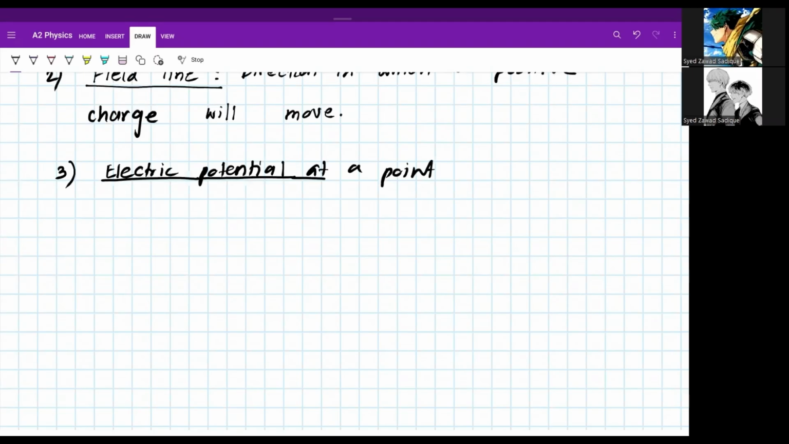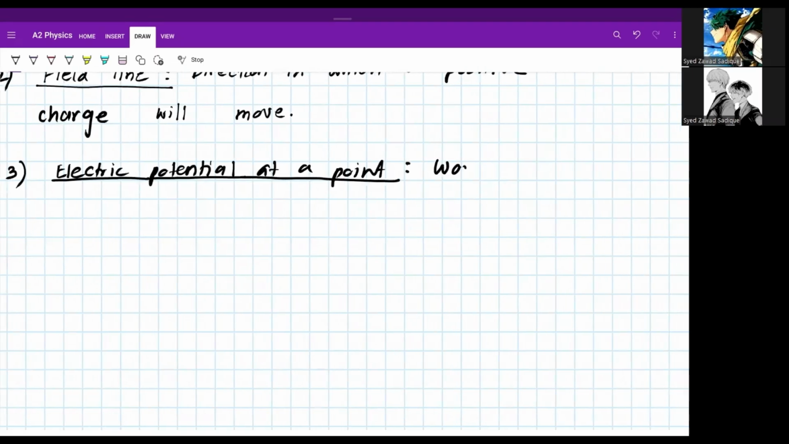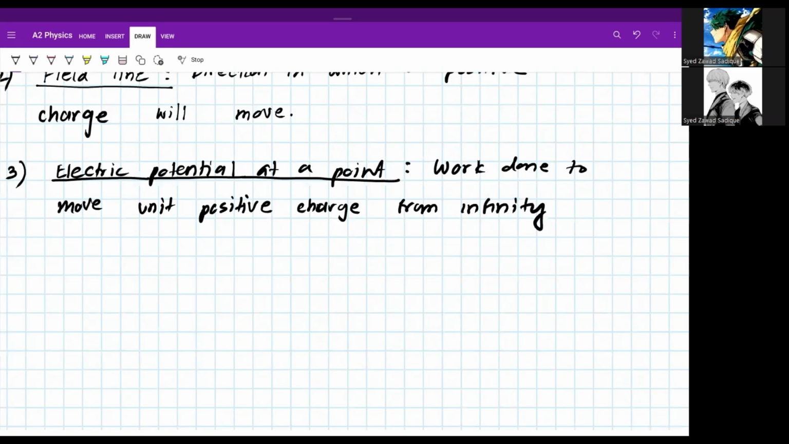Okay. So electric potential at a point is the work done to move a unit positive charge from infinity to a point.